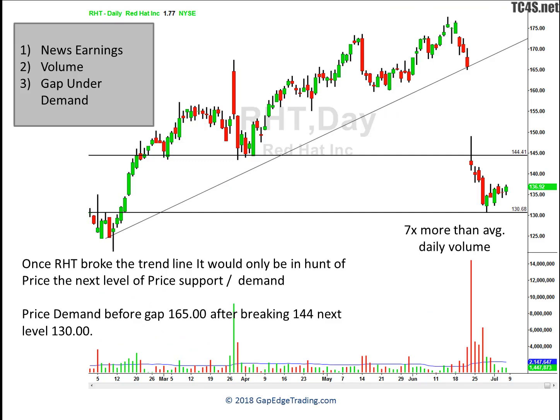Here's another one, Red Hat on earnings. Once Red Hat broke the trend line, it would finally be in hunt for the next price level of support and demand. Price demand before the gap was 165. After breaking the gap it was 145 and down to 130. That's a humongous price change. That's putting a lot of people in the vice. So remember, earnings, and look at the volume, 7 times more than the average daily volume on the gap down day. That shows you a huge event. Boom, trend line broken on the gap down.